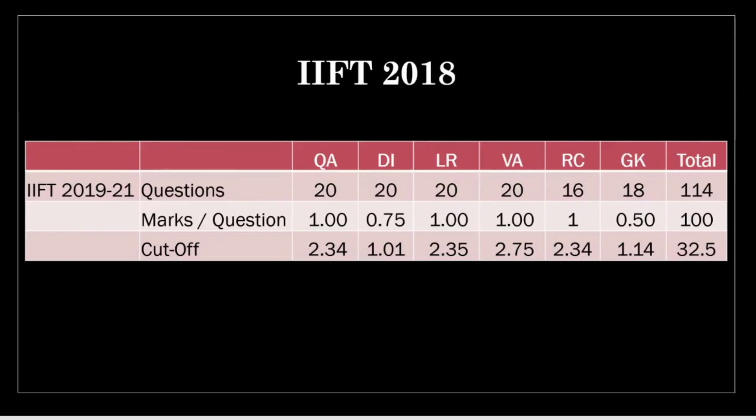Last year's overall cutoff is just 32.5, and you can see how low the sectional cutoffs were. QA cutoff was 2.34, DI cutoff was 1.01, LR was 2.35, VA 2.75, RC 2.34, GK 1.14. I am very sure anybody looking at the paper, having done decent practice and prepared reasonably okay, should be easily able to clear the cutoff. So cutoff is definitely not a problem that you will have.